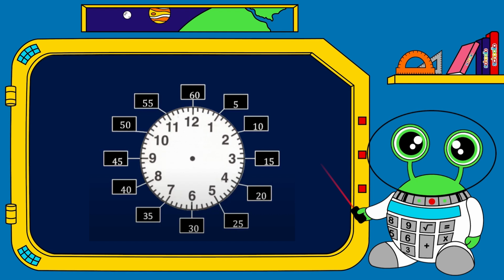When you got to the 12, you were at 60, right? This is because there are 60 minutes in an hour. So every time the minute hand travels once around the clock face, it has been 60 minutes or 1 hour.